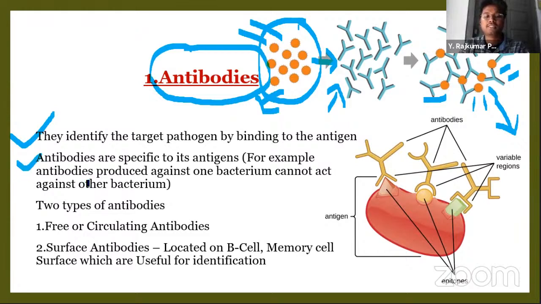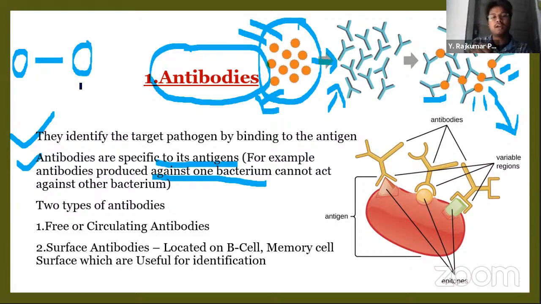So antibodies are specific to their antigens. For example, antibodies produced against one bacterium cannot act against another bacteria. Suppose cholera is produced by Vibrio cholerae, it's a bacterium. So the antibody which is produced against the cholera bacteria, Vibrio cholerae, cannot work upon typhoid bacteria, Salmonella typhi. That means antibodies are specific to antigens or pathogens.